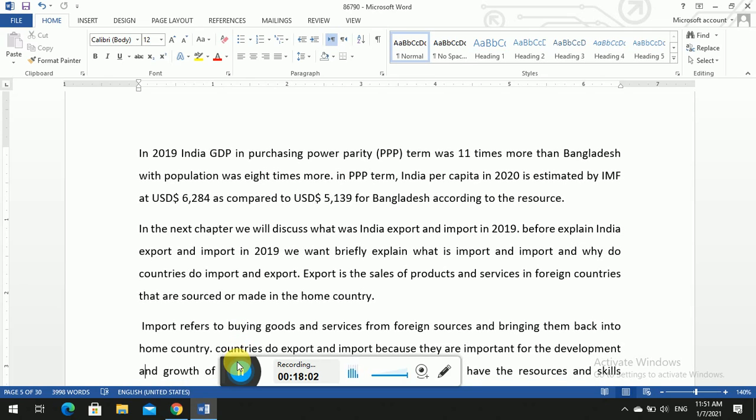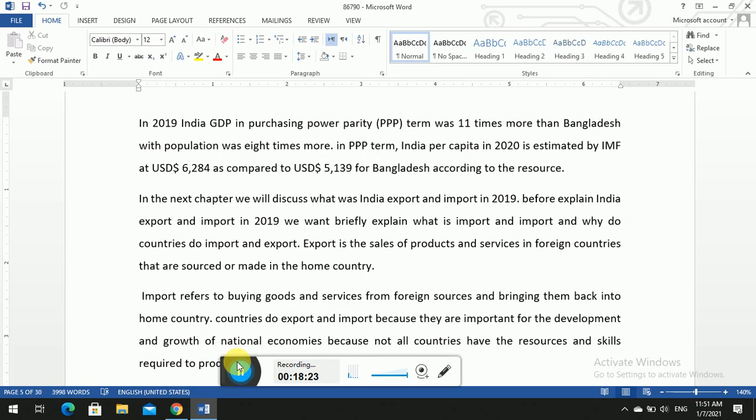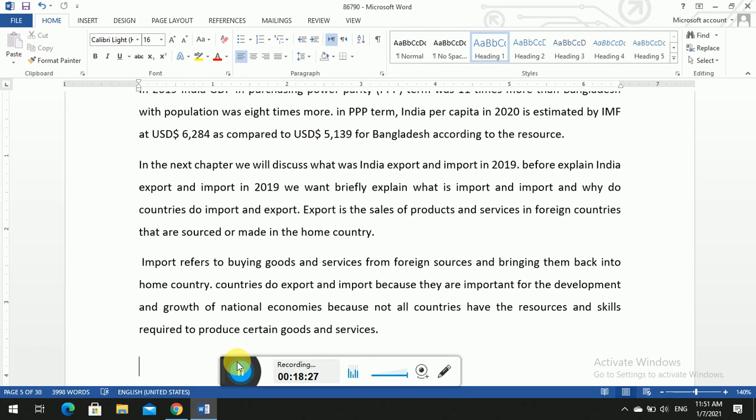As we all know, 2019 has affected different economies in the world, even now, especially India, Europe and USA have suffered a lot from COVID-19. So that's why the graph or the percentage might change. So in the next chapter we'll discuss what India's export and import were.